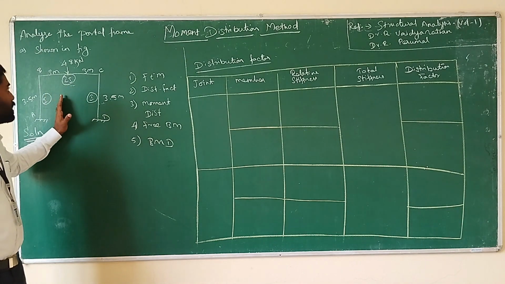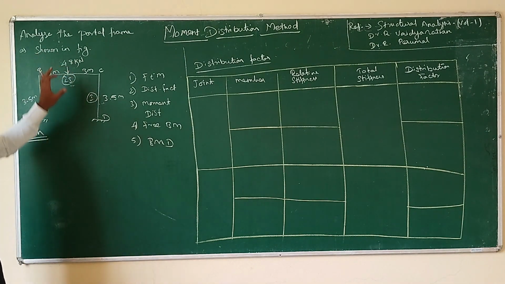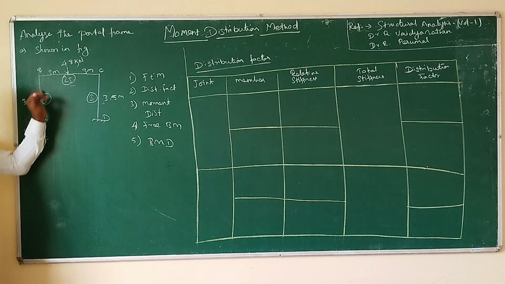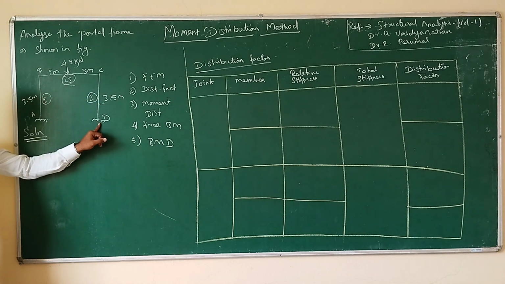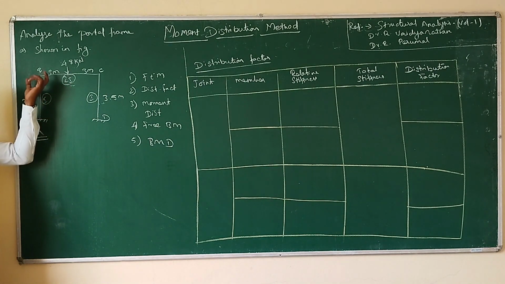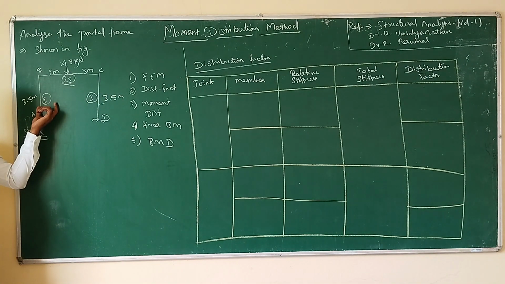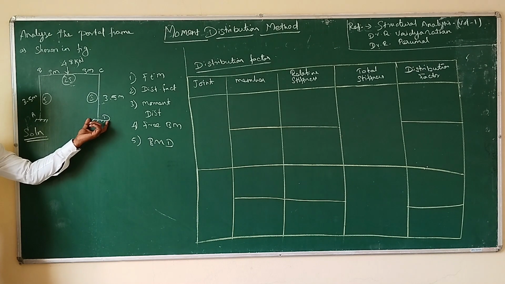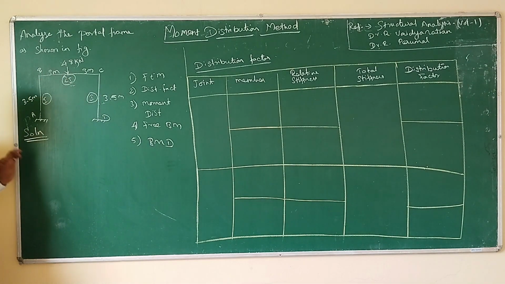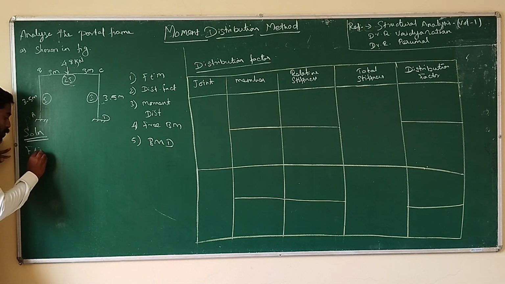I have taken an example for the analysis of a portal frame, as shown in the figure. Here, A and B is a span. In the portal frame, AB and CD are the columns, and BC is the beam. For AB the I value is I, for CD the I value is I, and for the beam BC it is given as 2I.